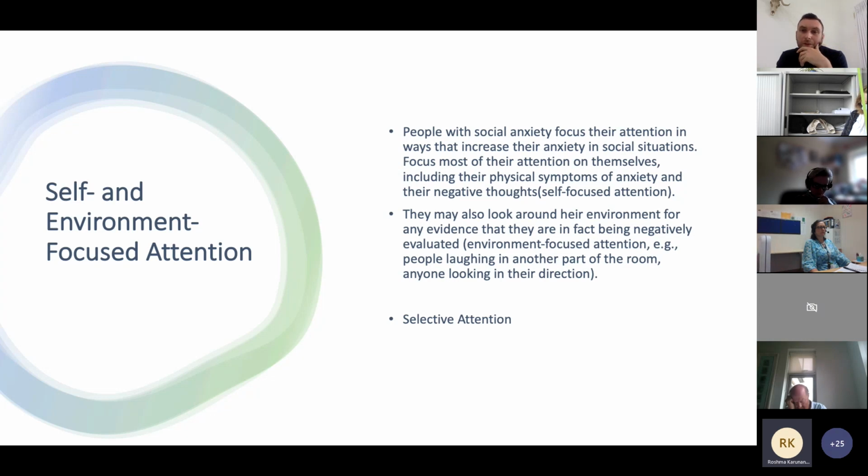They will also look around their environments for any evidence that they are in fact being negatively evaluated. For example, people laughing in another room, is someone looking in a different direction, is my friend not talking to me today? Again, the person is looking out for danger. So other cues which we would not be aware of, they become very, very focused on. Okay, why? Because they see it as dangerous and they're looking out for trouble in that way.